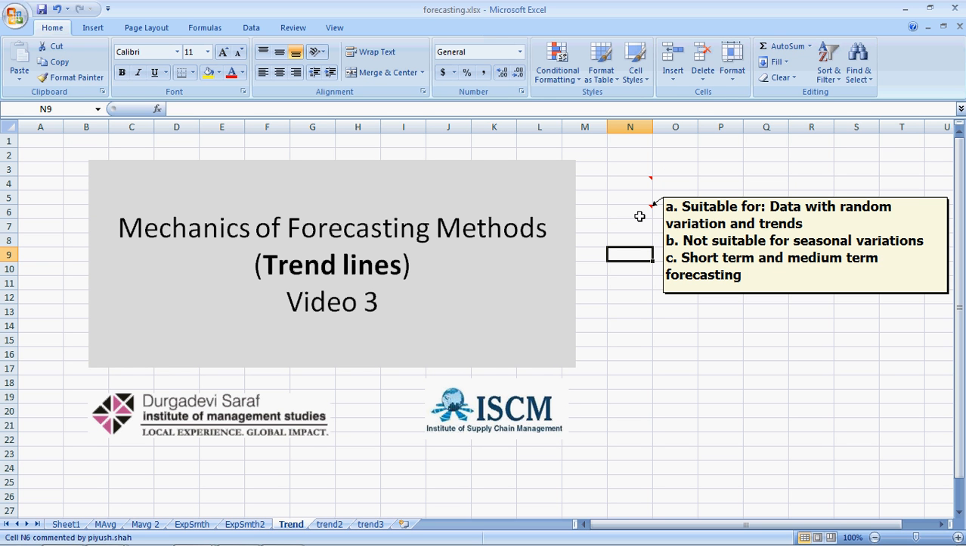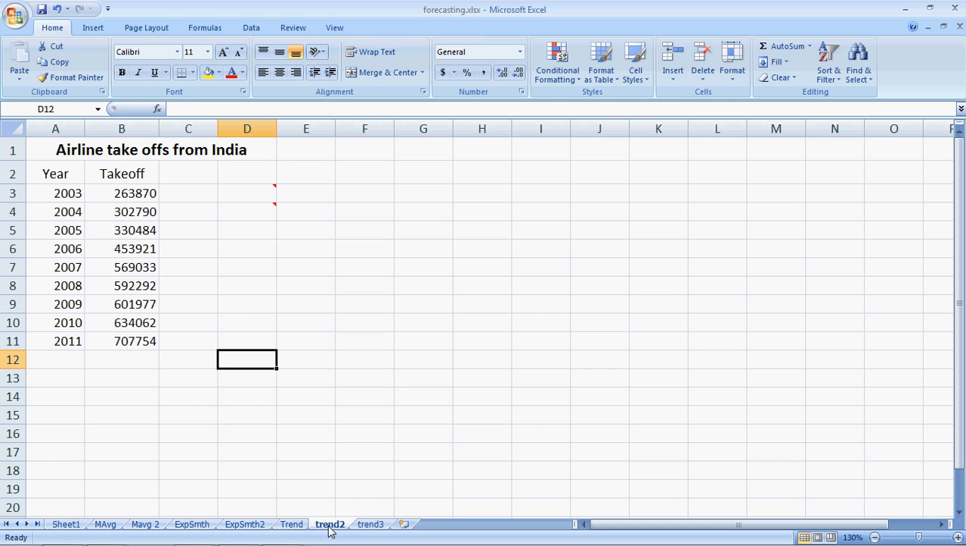As far as trend lines are concerned, they're suitable for data with random variations and trends. They're not suitable for seasonal variations. And like all other quantitative methods, we use trend lines only for short-term and medium-term forecasting. Generally, we do not use quantitative methods for long-term forecasting. Let's jump into our first set of data.